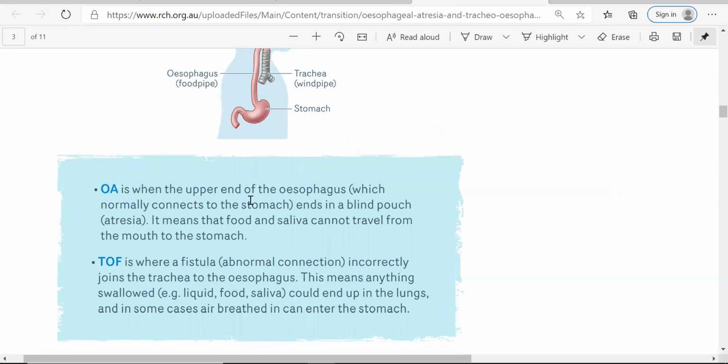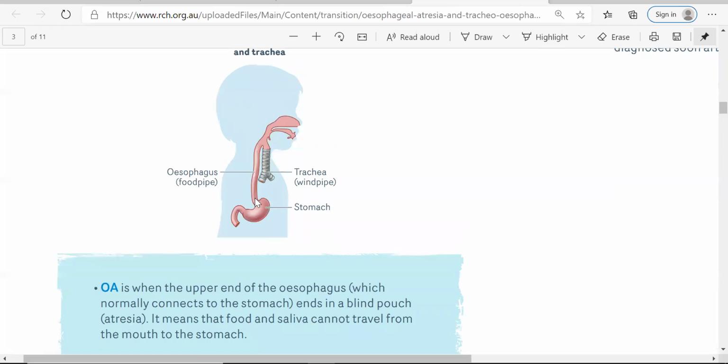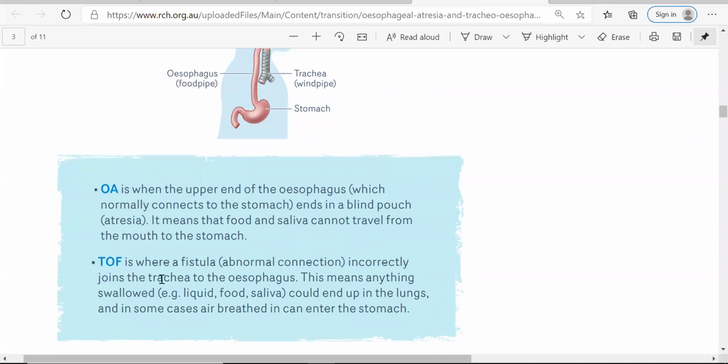Esophageal atresia is a condition when the upper end of the esophagus ends in a blind pouch, which means that the esophagus is not well developed and it's not able to transport the food from the esophagus into the stomach. Now, if the food cannot travel from the esophagus into the stomach, everything the child is getting comes out as vomiting. That's the esophageal atresia.